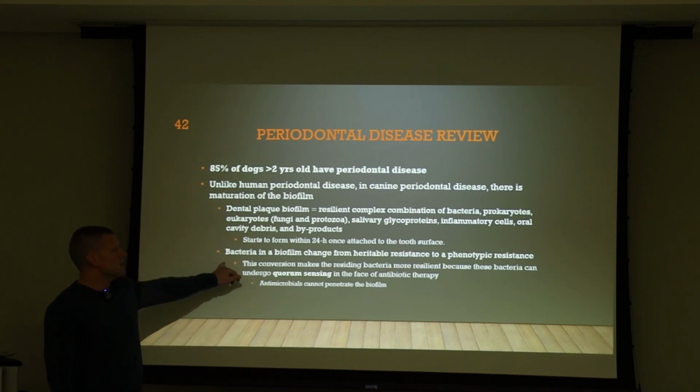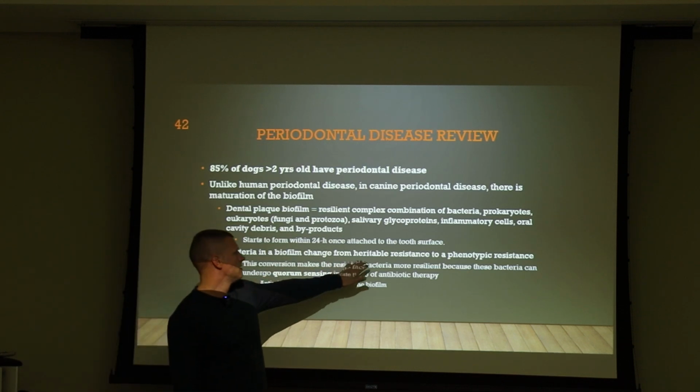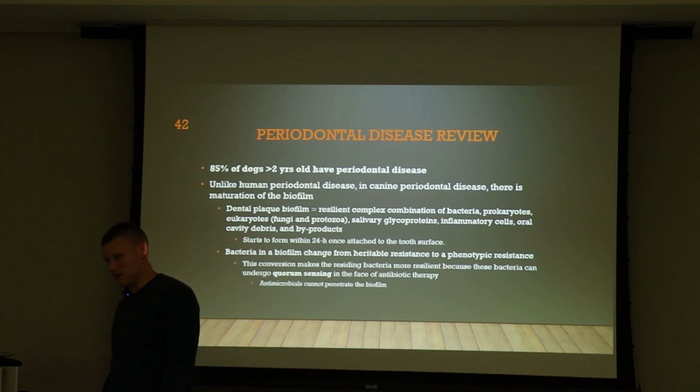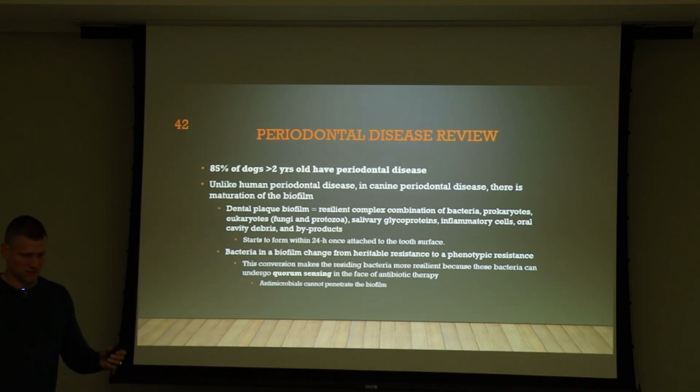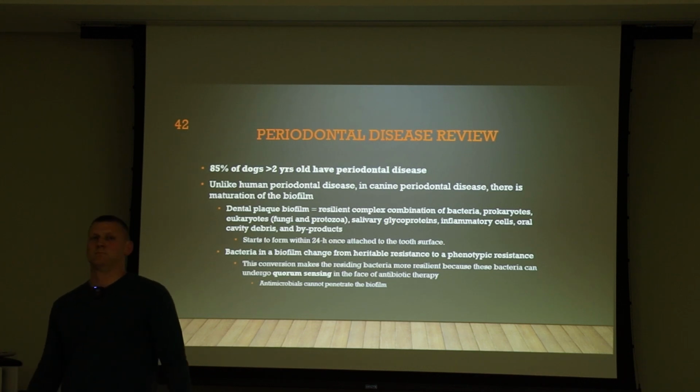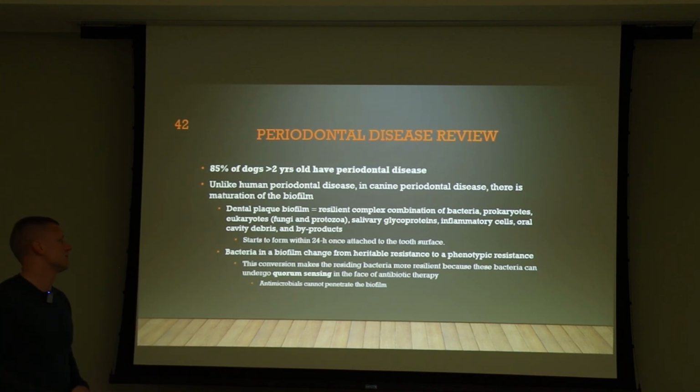The other thing that happens is you get the heritable resistance turning into a phenotypic resistance. So what that basically means is, the heritable is just basically whatever that single bacteria has in it to fight, it does it. But when it's phenotypic, it basically turns into its own organism, and so it uses whatever is available in there to fight off things, so it gets more resistant. And then it also does quorum sensing, so it basically turns into a living, breathing thing and reacts to stuff, which is kind of weird but cool at the same time.